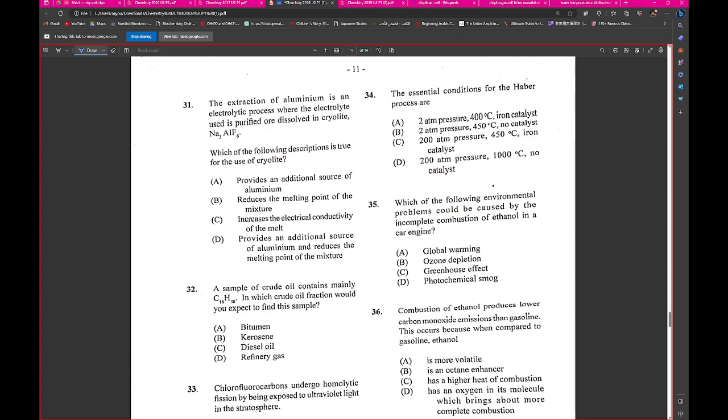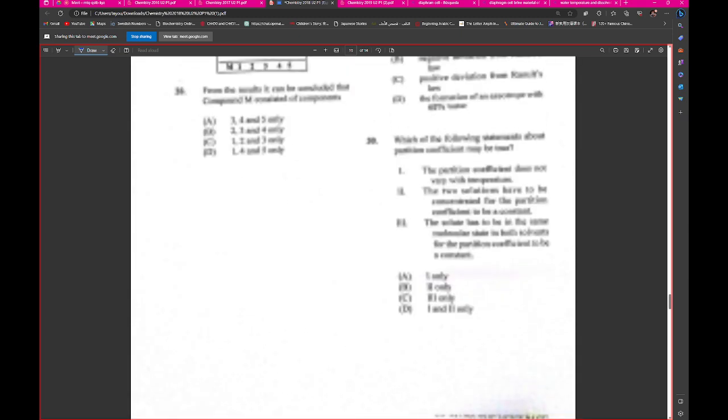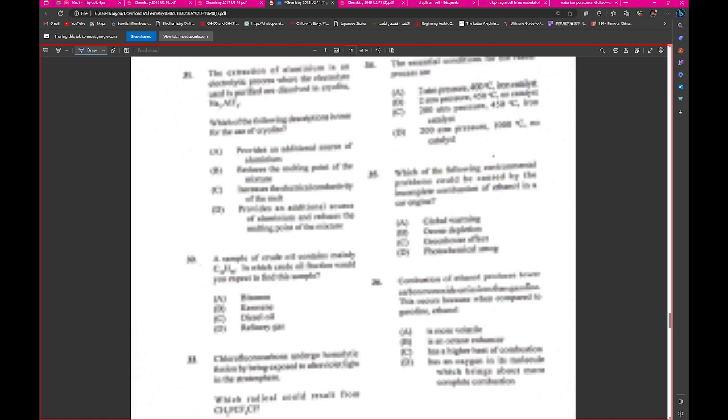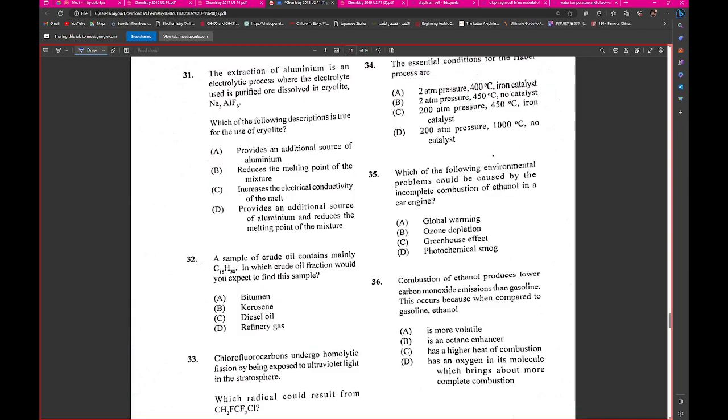Why am I doubting myself? Hold on, let me look at it. I start to doubt myself immediately. Alright, so the partition coefficient doesn't vary with temperature. Doesn't it though? Because more is going to be soluble in it. I think it does. Alright, let's have a look at this. 31. We're moving a bit slow though. So 31, the extraction of aluminum. Okay, so we know this already.